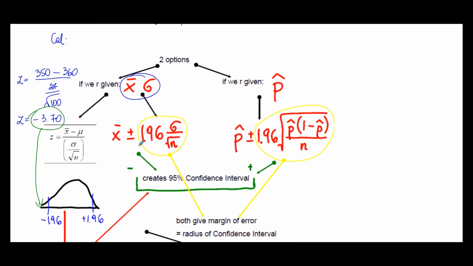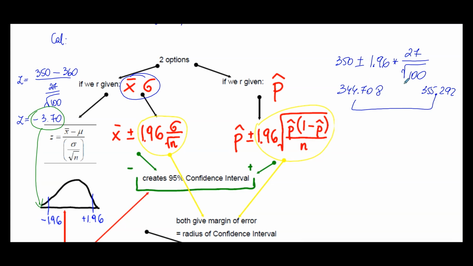What about if we use this formula? How will that work? So here the sample mean, again, 350, plus minus 1.96, multiplied by the standard deviation of 27 over the square root of the number in the sample, which is 100. Now, we put that in the calculator with plus and minus, and we get the two values, 344.708 and 355.292. So this is the height of the tree. That is the confidence interval.